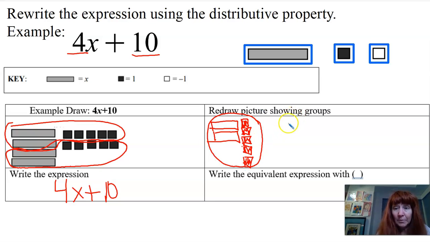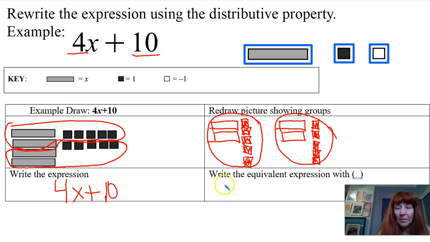I need one more group of 2x plus 5. And I just like to make my groups sort of look the same. It's not perfect, because I'm just writing on my computer. All right, but I made a second group of 2x plus 5. So I've got 2 groups. And what's on the inside is 2x plus 5.